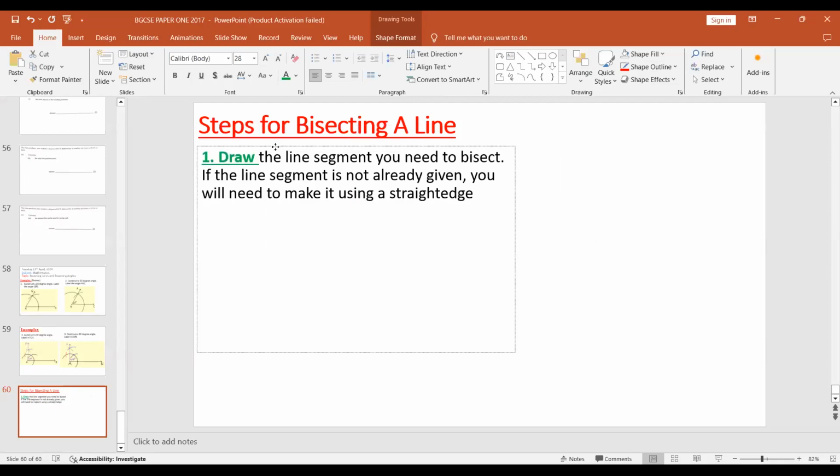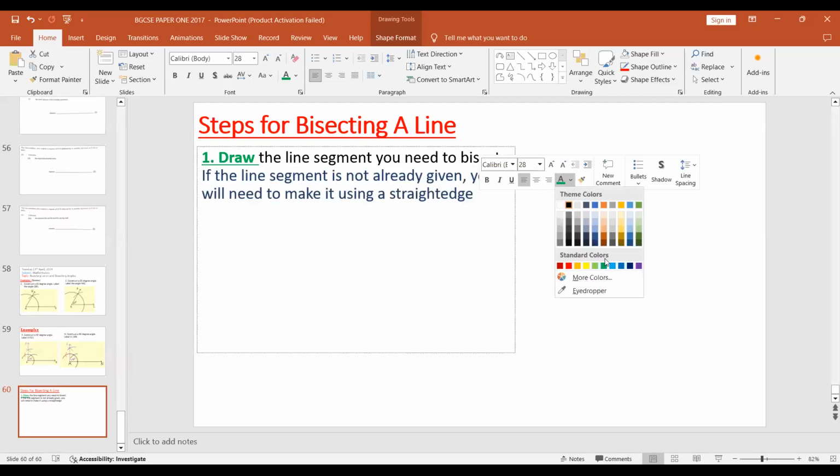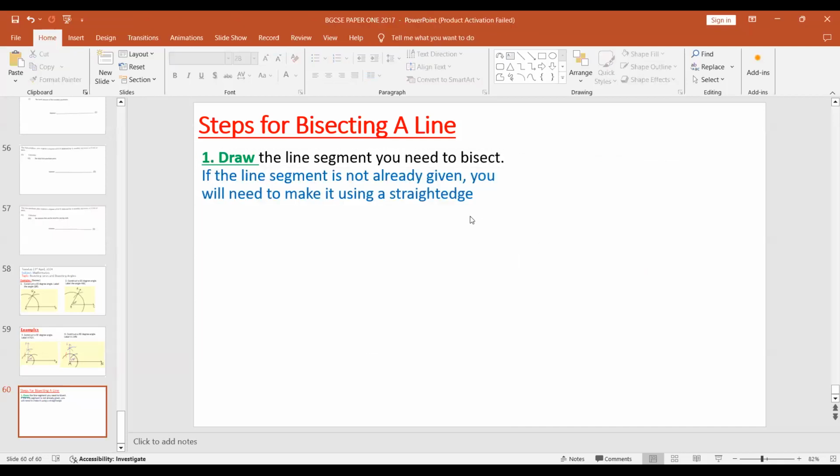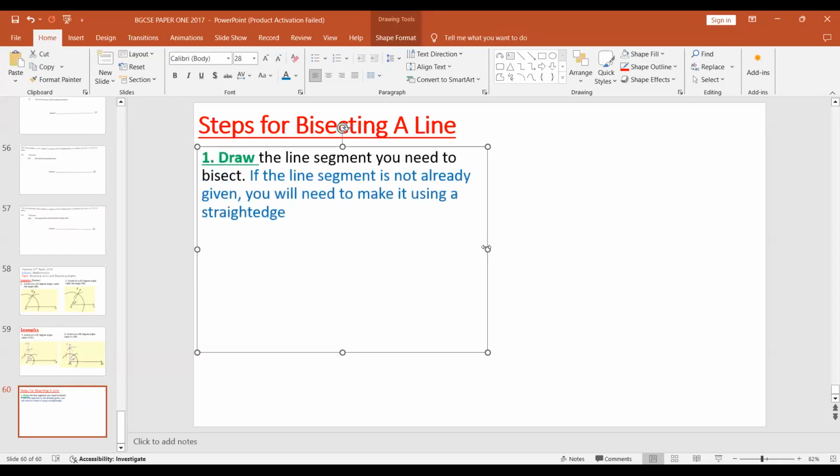Go ahead, Nivea. Gordon, can you read the first step in bisecting a line? Draw the line segment you need to bisect. If the line segment is not already given, you will need to make it using a straight edge. Very good. And in our case, we're gonna use a ruler.